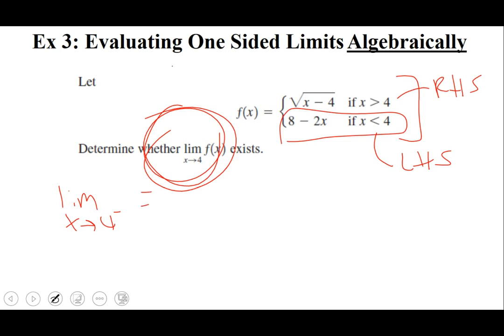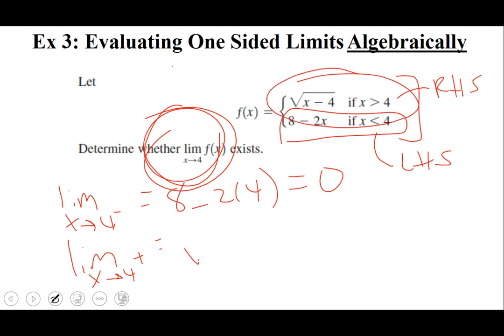So that is going to give you 8 minus 2 times 4. And that is going to give you a value of 0. Remember, even though it's not actually defined at 4, the open circle is okay because it's just a limit. You're just getting closer. How about the limit as x goes to 4, but from the positive side, which means from the right-hand side? So that is going to be the square root of 4 minus 4, which equals 0.